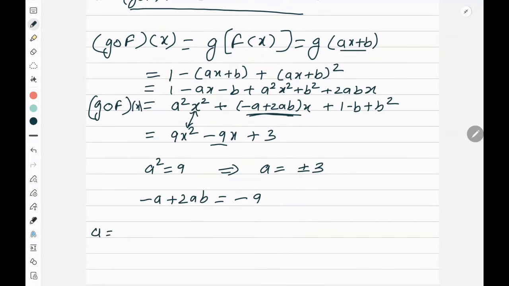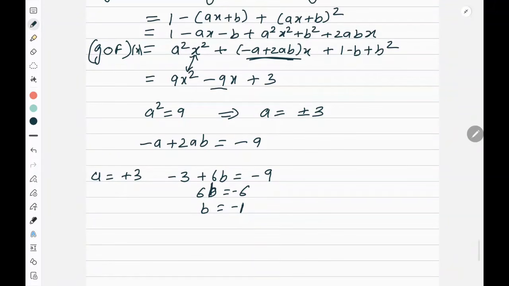If I take a is equal to plus 3, what will I get? I'll get minus 3 plus 6b is equal to minus 9, which means 6b is equal to minus 6, and b will be equal to minus 1, right? So when I am taking a is equal to 3, the b value is minus 1.